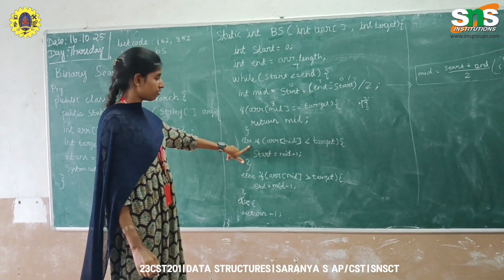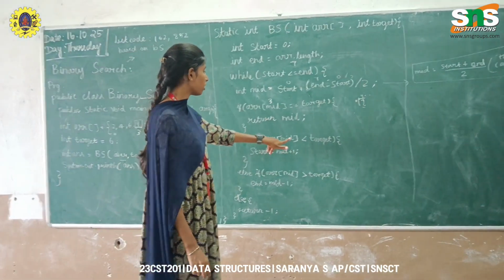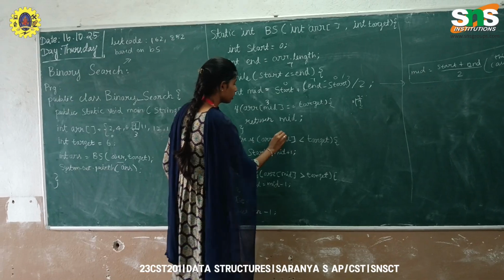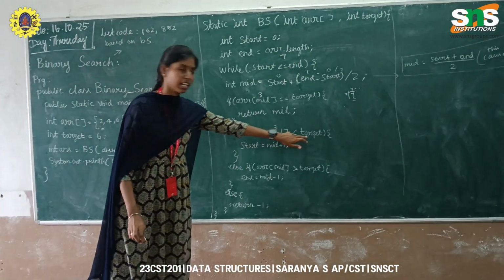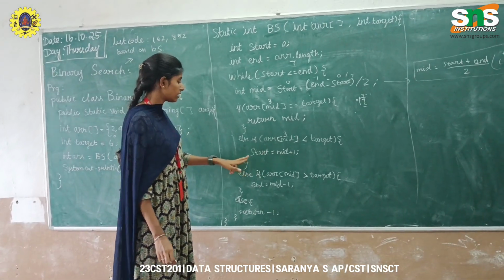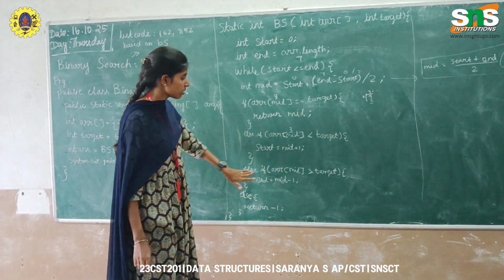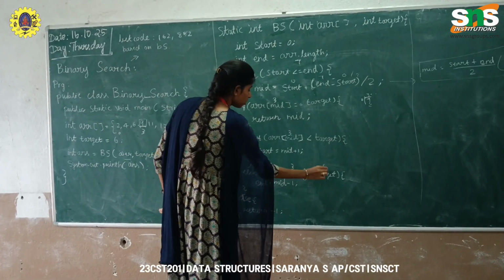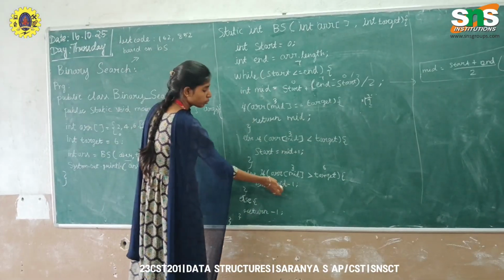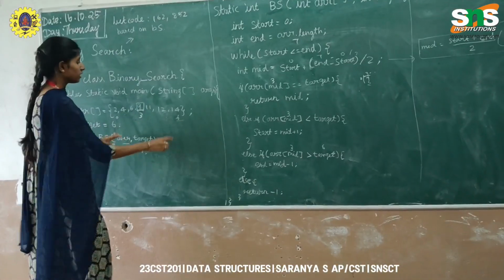Then we are moving to the if else. Then saying array of third position. Array of third position is 9. 9 is less than target? No, it is not less than target. It is greater. So we are moving to this array of mid. 9 is greater than the target 6. So we are using end is equal to mid minus 1. What is the end? 6.